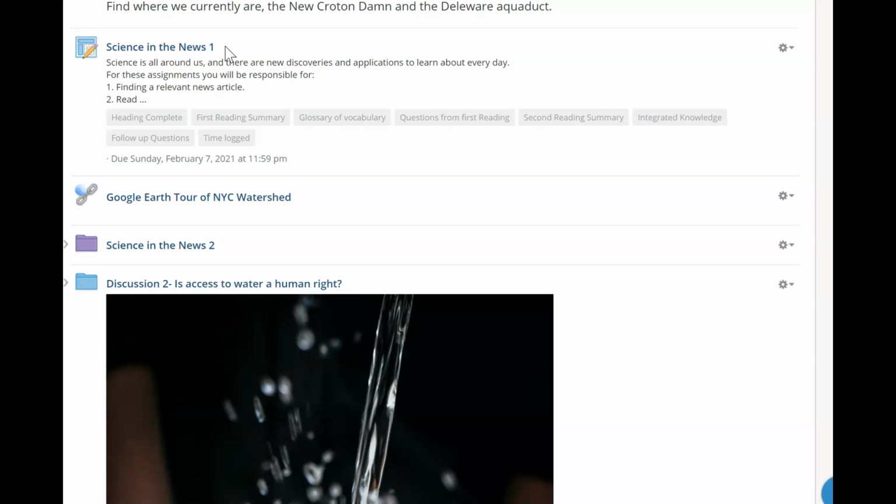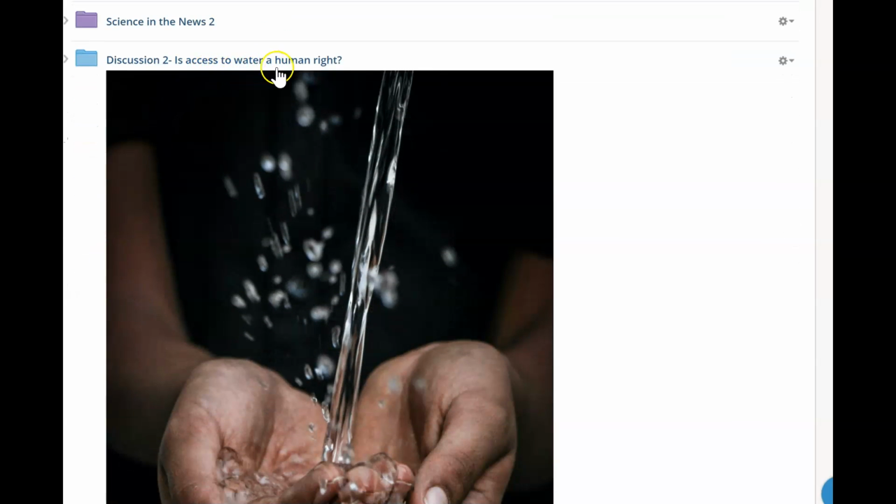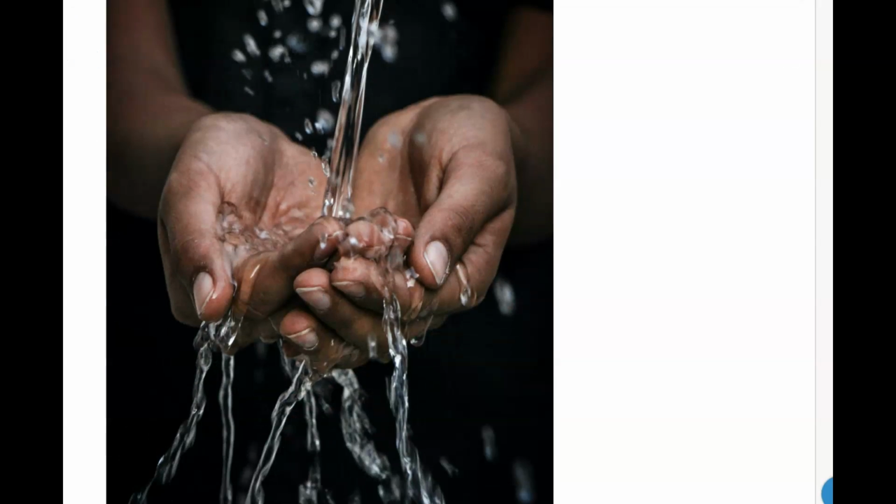You'll see also discussion posts. Discussion 2 is access to water, human right. So students had a dialogue here, and this shows different forms of representation. That dialogue was in text, so students were able to also, in terms of action and expression, express themselves by writing, and they were also asked to find outside sources that they had to read.